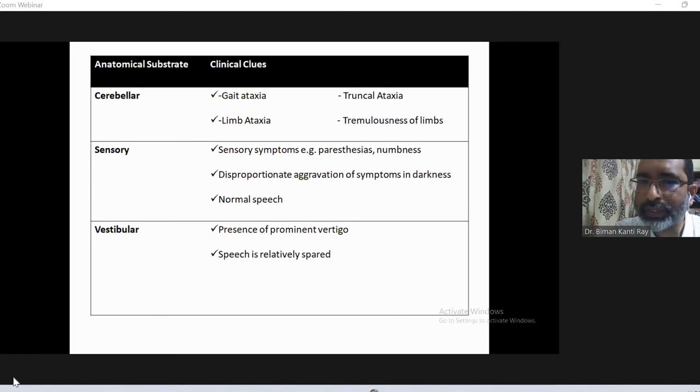If we come to the part of sensory ataxia, there are three important points you have to remember. One is the presence of sensory symptoms like paresthesia or numbness. And there may be a history of disproportionate aggravation of symptoms in darkness. And contrary to cerebellar ataxia, patients with sensory ataxia will have normal speech. So normal speech, positive sensory symptoms, and aggravation during darkness are the important pointers for sensory ataxia. And the most important part in vestibular ataxia is the presence of prominent vertigo. Speech is relatively spared.